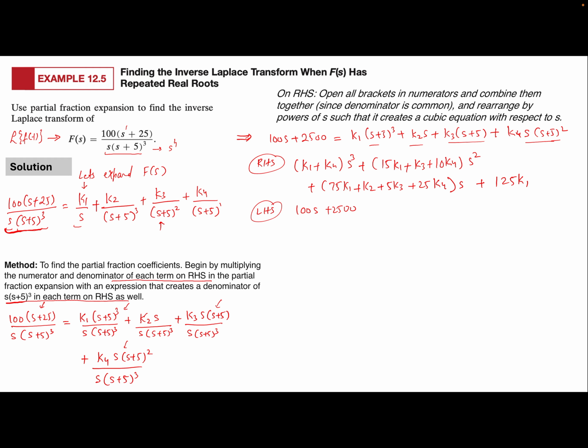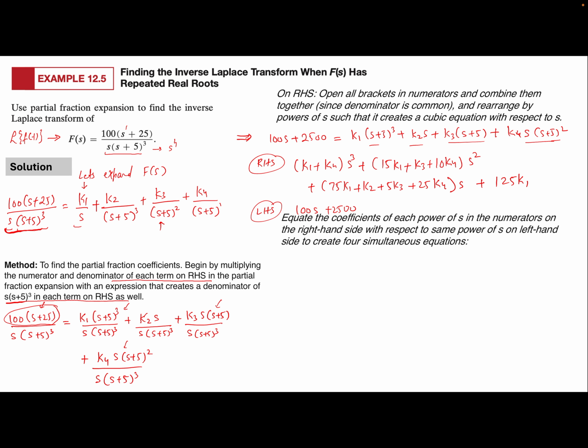Where did it come from? Over here, again, expanding this side. Okay, so once we do that, the next thing we have to do is equate the same coefficients and write the four simultaneous equations with respect to s. For example, on the left-hand side there is no s cube, but on the right-hand side there is an s cube. So my first equation is k1 plus k4 equals 0. Second, there is no s squared on the left-hand side, but there is an s squared on the right-hand side. So the next is 15 k1 plus k3 plus 10 k4 equals 0 again.